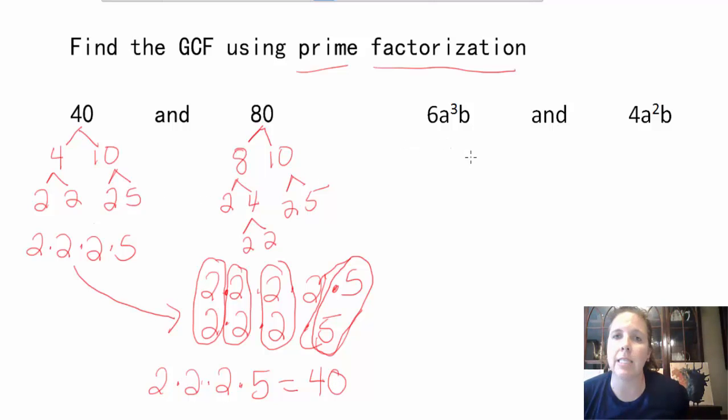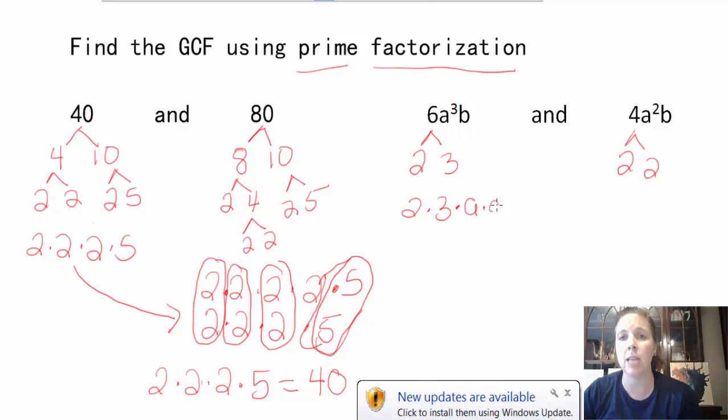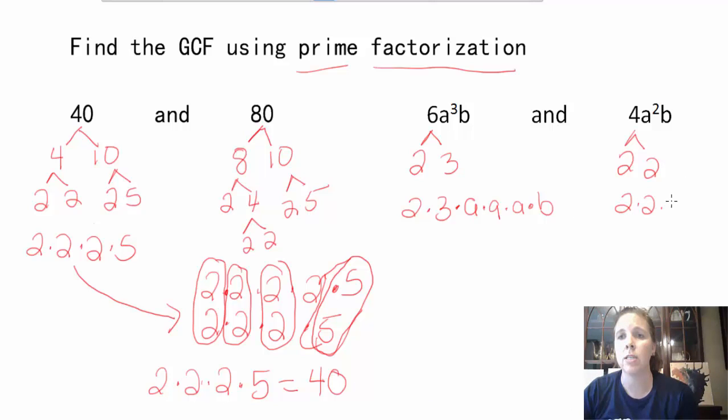Now where sometimes this helps is when we throw variables in there. So you're still going to break down your 6 to 2 and 3, and you break down your 4 to 2 and 2. So when we write this, we have 2 times 3, and then we have 3 A's: A times A times A times B. And over here, we have 2 times 2 times A times A times B.